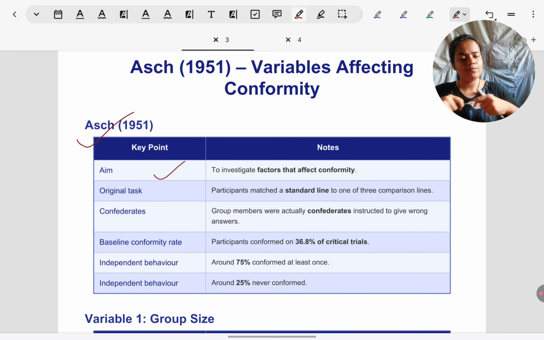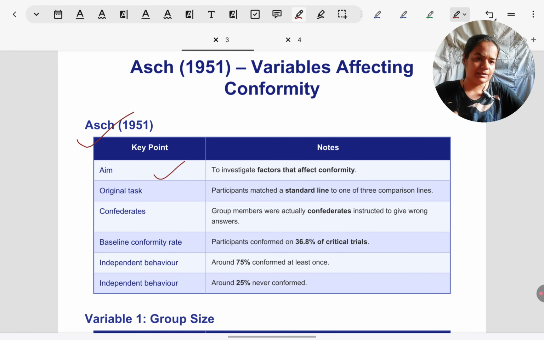So, at a time, there would be 7 to 9 people at a table, one of which was the participant, whom we'll now call the naive, genuine participant. And the other 6 or 8 were assistants of Asch, and they were pretending to be participants.